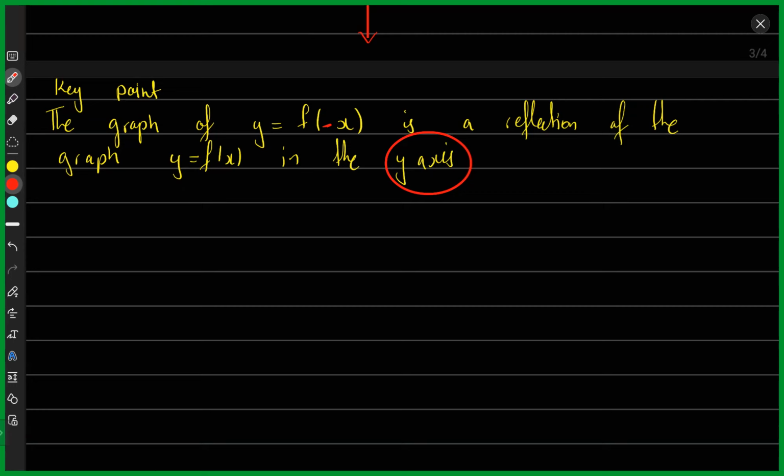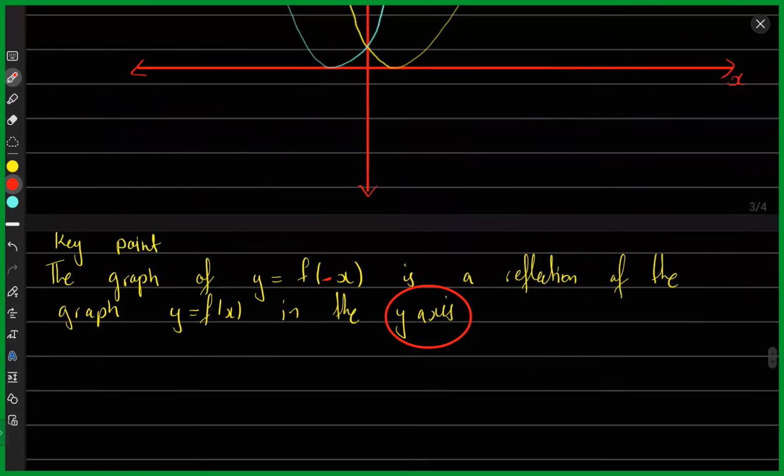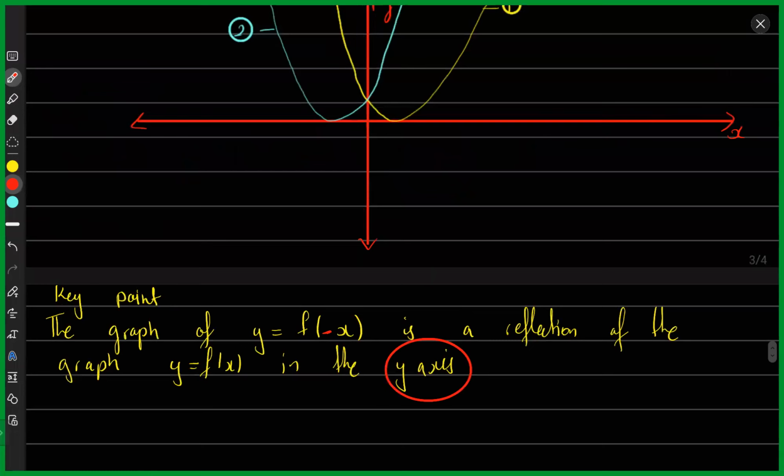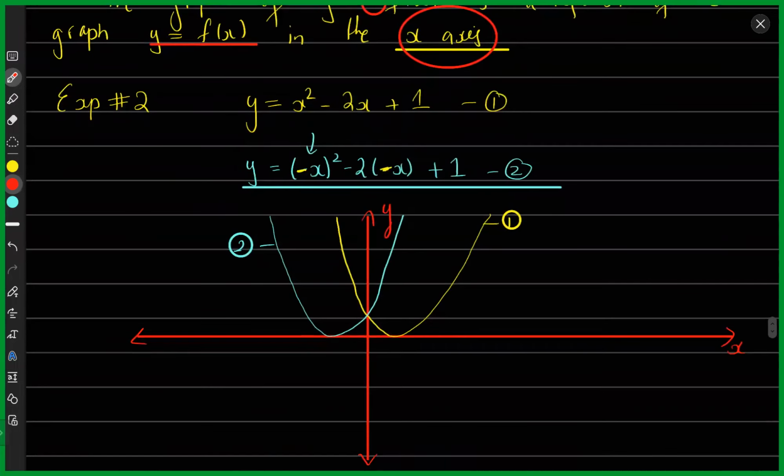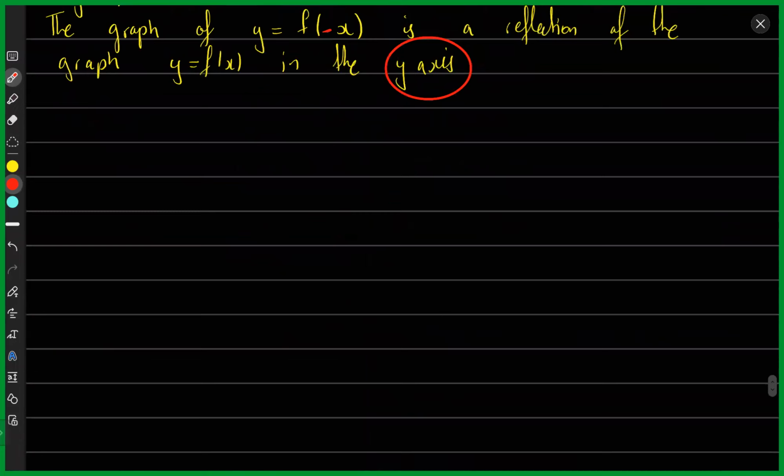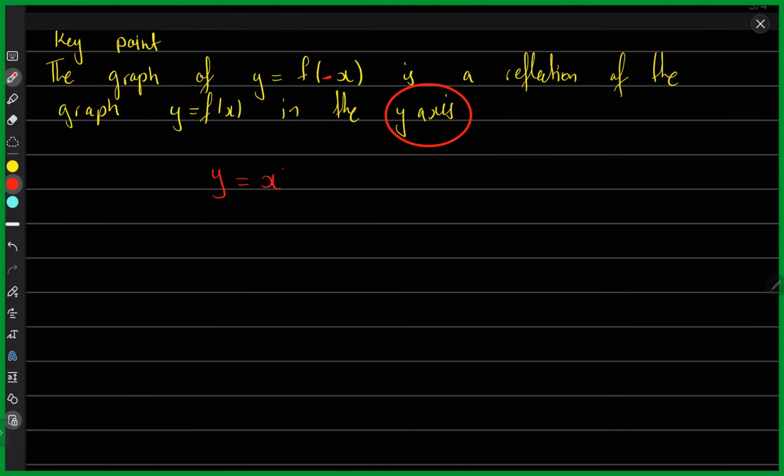I'll tell you. It says the graph of y equals f of minus x is a reflection of the graph of y equals f of x, okay? In order to understand this, it's x squared minus 2x plus 1, okay? It is y equals x squared plus 2x, one second, x squared minus 2x minus 1.